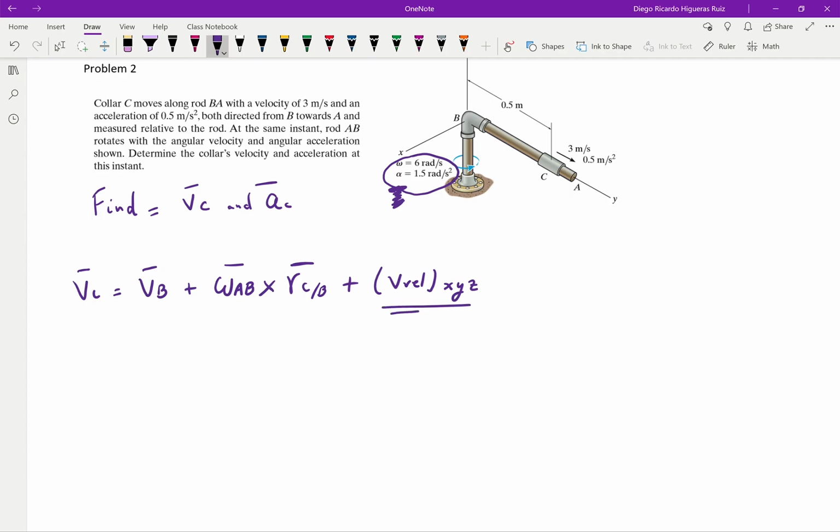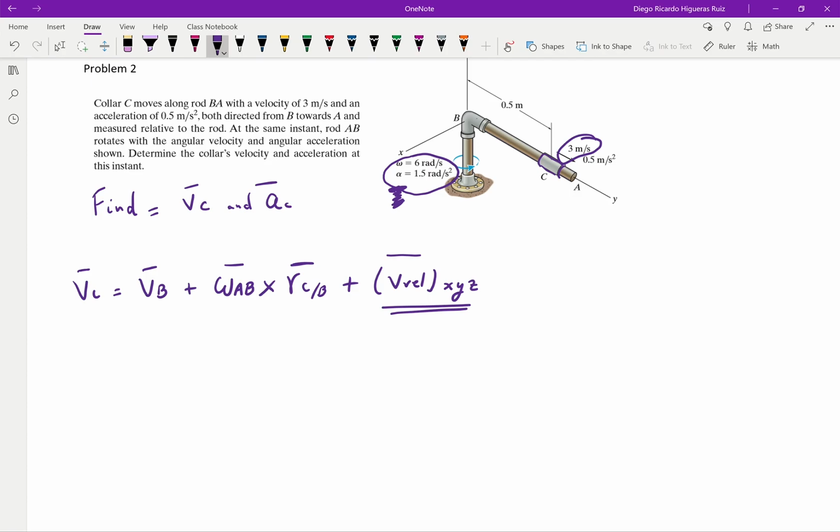So this velocity is basically this 3 meters per second. It's the velocity of this collar without any motion consideration of the rest of the system. Okay. Alright, so we go ahead and let's see.